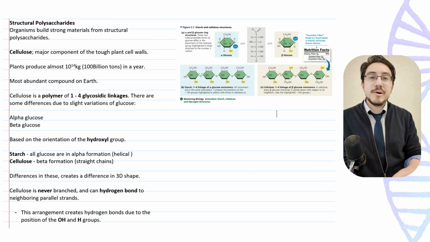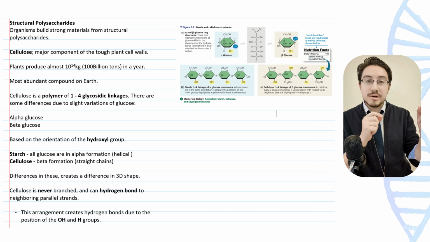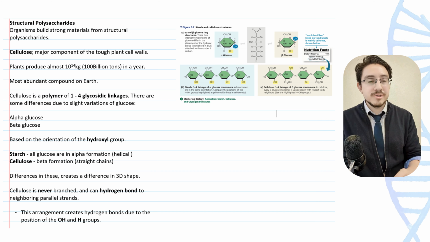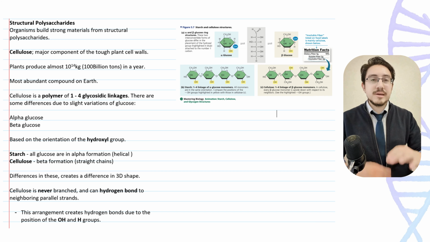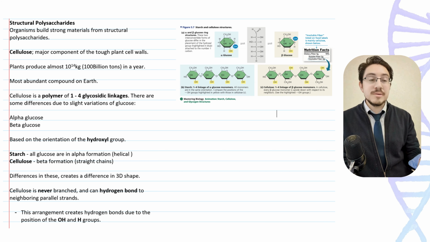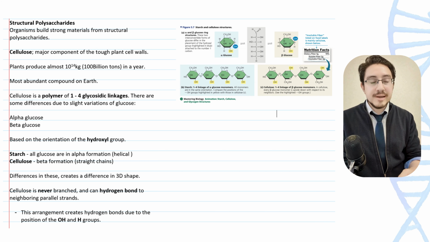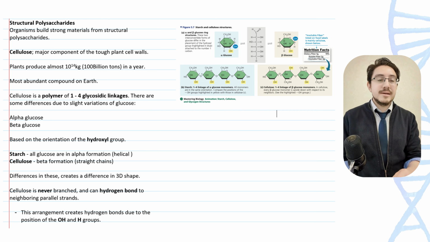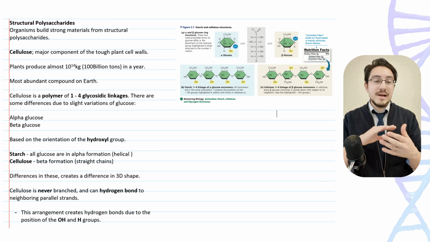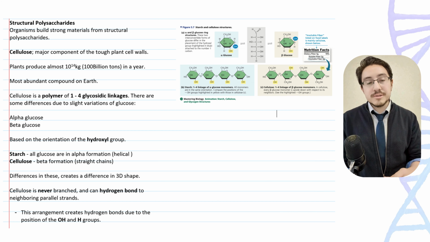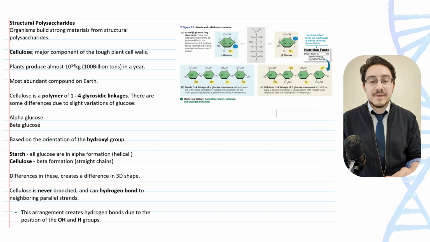Cellulose is a polymer that links together the monomers through carbon 1 to carbon 4 glycosidic linkages. There are some slight variations depending on the orientation of the glucose molecules, such that you can have alpha glucose and beta glucose forms. It's all about the orientation of the hydroxyl group. In starch, all the glucose are in alpha formation, so all the hydroxyl groups are facing one direction. Cellulose has beta formation, where the orientation of the hydroxyl group interchanges.